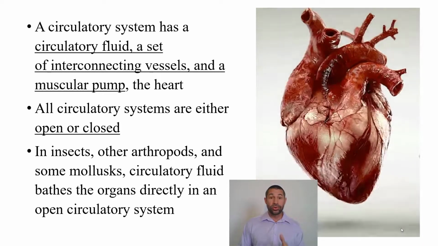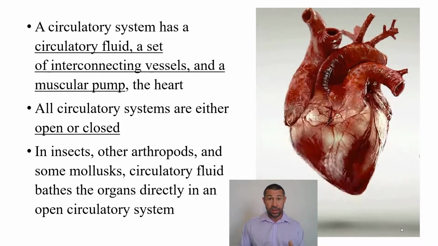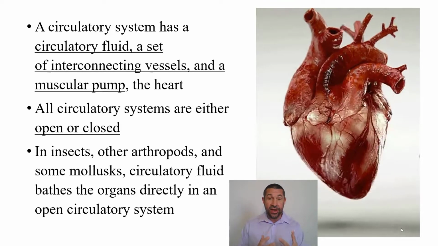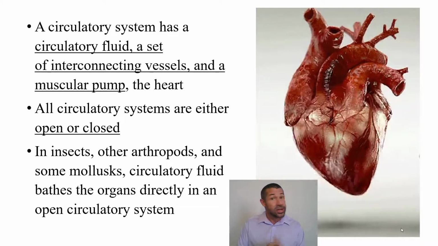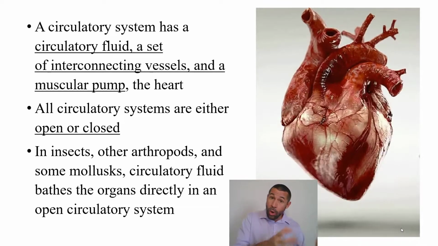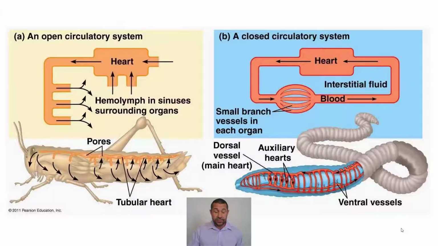All animal circulatory systems consist of some circulatory fluid, like blood or hemolymph in the arthropods, a set of interconnecting vessels, and a muscular pump, like you see on the right. Sometimes it can be multiple pumps, like the 5 aortic arches that we find in an earthworm. Circulatory systems can either be open or closed, and here's a diagram of that.